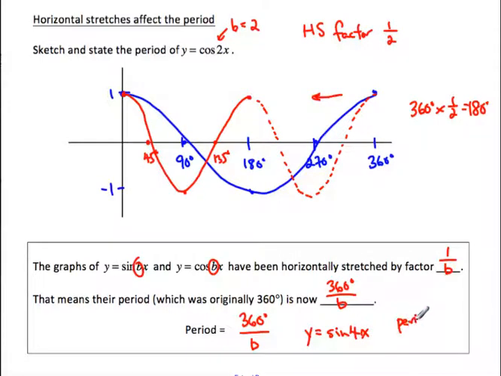The period is going to be equal to 360 divided by the b value, in this case 4. So we work out that the period is 360 divided by 4, or 90 degrees. And that makes sense if you think about it, because this 4 represents a horizontal stretch factor of 1/4. The graph has been horizontally stretched by a factor of 1/4, so it makes sense that its period is 1/4 of what it used to be.